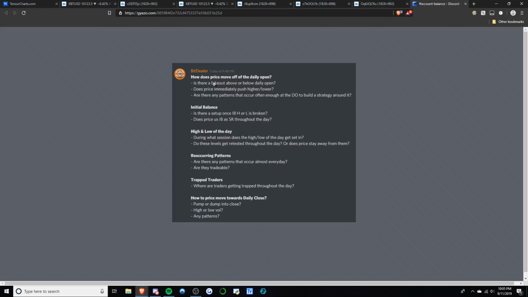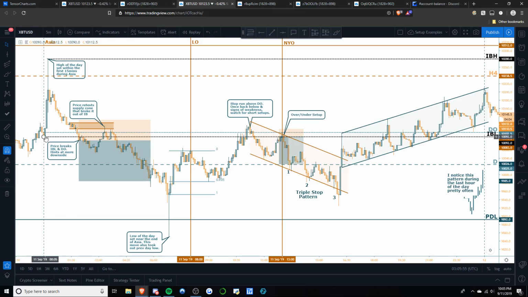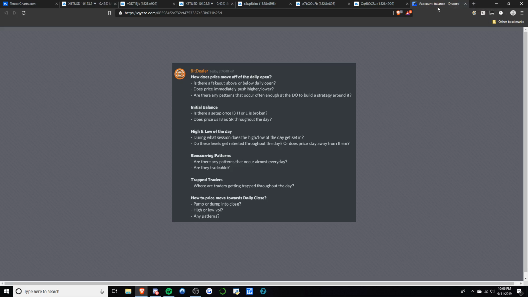So, is there a fake out below daily open? Technically, yes. One candle below daily open, then you push higher back above it. So that's technically a fake out. Price does push immediately higher, right?